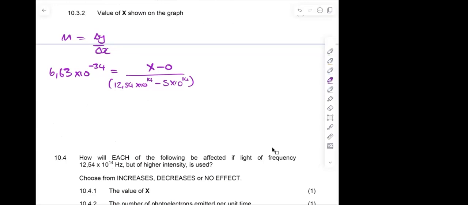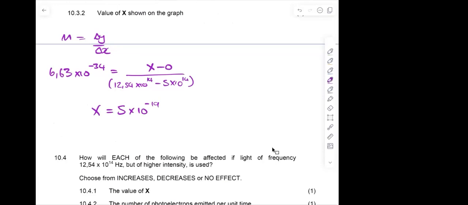And then if you put that in your calculator and you solve for x, you should find an answer. Let me quickly just plug it in my calculator. Give me 2 seconds. It's going to be the bottom bracket times Planck's constant. Then you'll get an answer of 5 times 10 to the negative 19, right? That's the value of x.